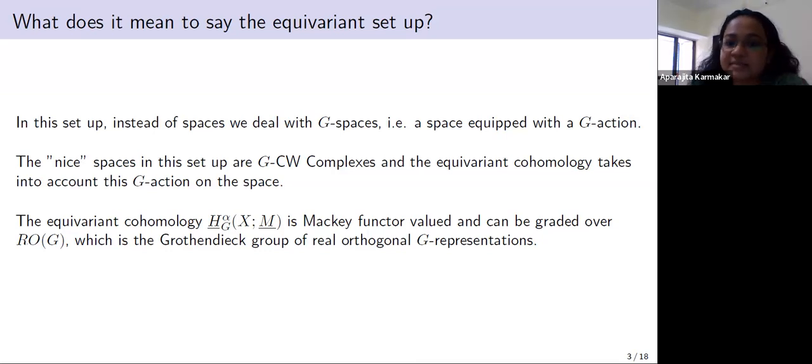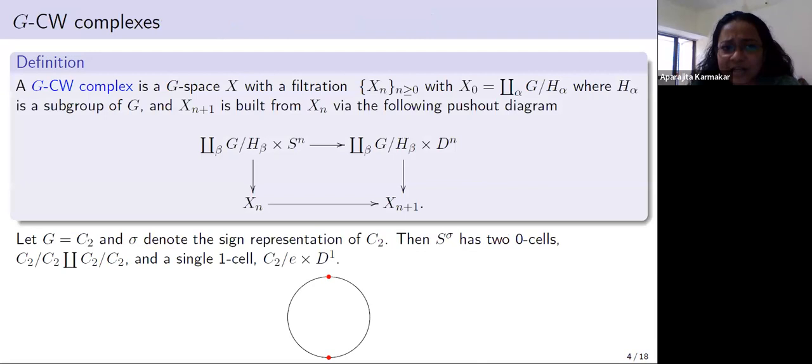So the cohomology is Mackey functor valued, and can be graded over RO(G), which is the Grothendieck group completion of real orthogonal G representations. So what is a G-CW complex? It's a G-space X with a filtration X_n. The zero cells are a union of orbits of G. And X_{n+1} is built from X_n via the following pushout diagram.